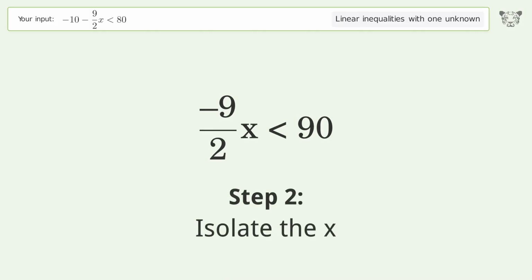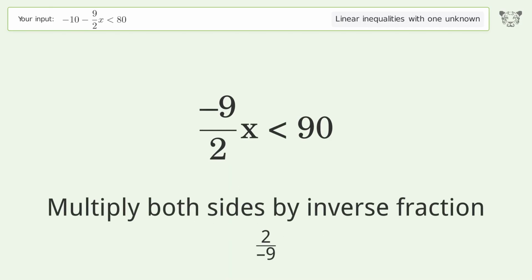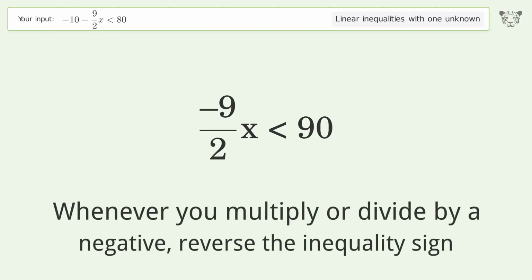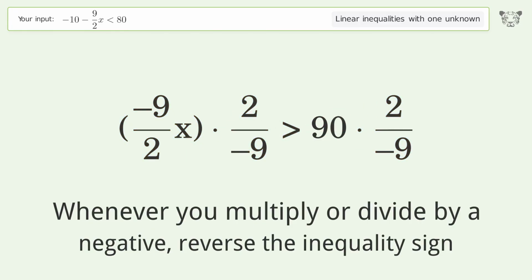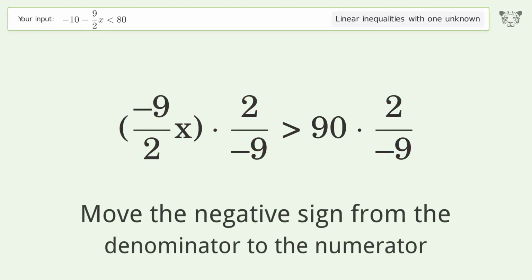Isolate the x. Multiply both sides by inverse fraction 2 over -9. Whenever you multiply or divide by a negative, reverse the inequality sign. Move the negative sign from the denominator to the numerator.